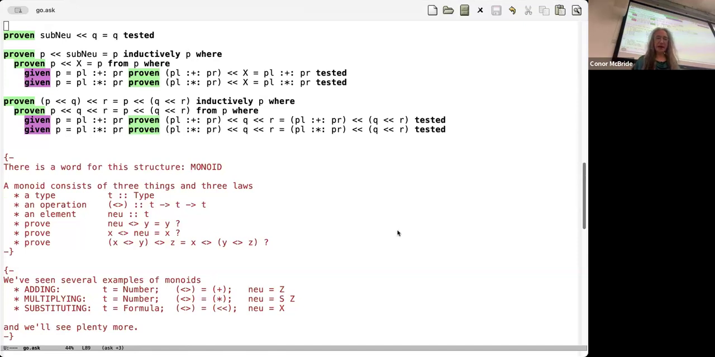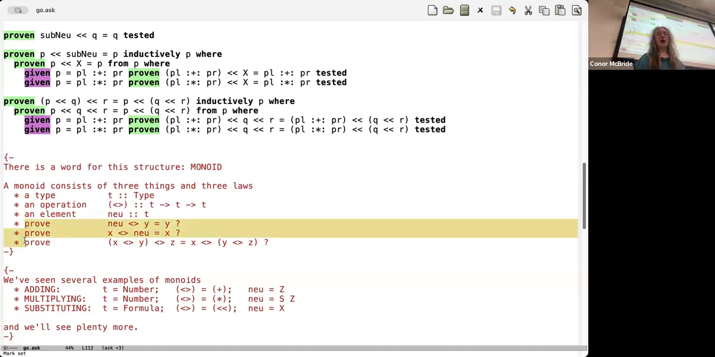That's to say, I was about to explain that the ingredients for a monoid is a type to start with. We've had number and we've had formula. And you also need an operation, which in the abstract, I'm just going to write as this symbol. But concretely, we've seen it be plus, we've seen it be times, we've seen it be substitute. And then you need to give that operation a neutral element, and you need to prove that the neutral element really is neutral. So that's these two things. And you have to prove that the operator is associative.